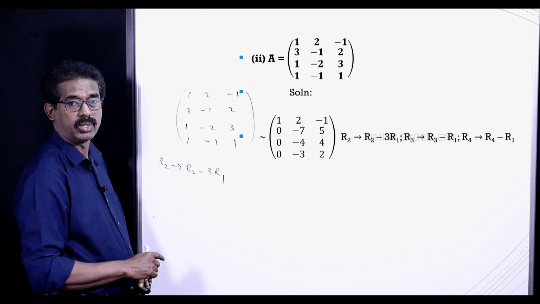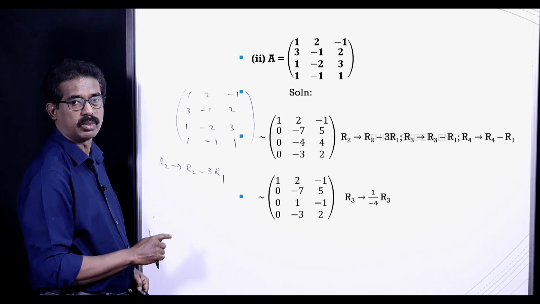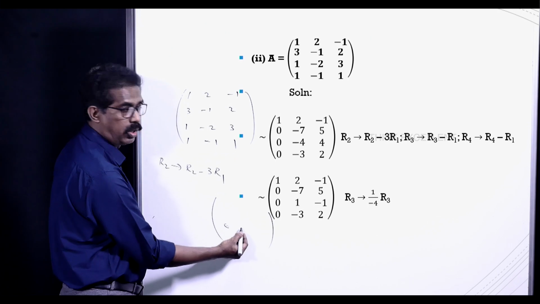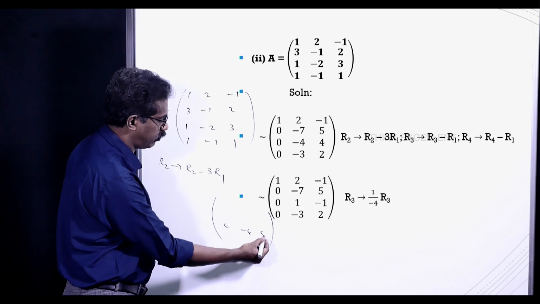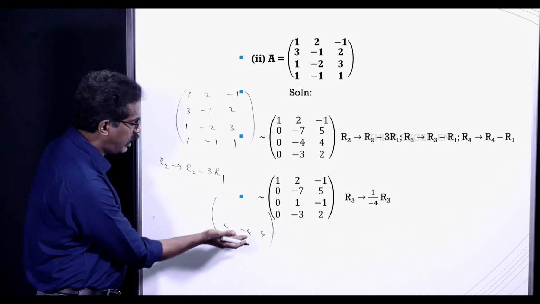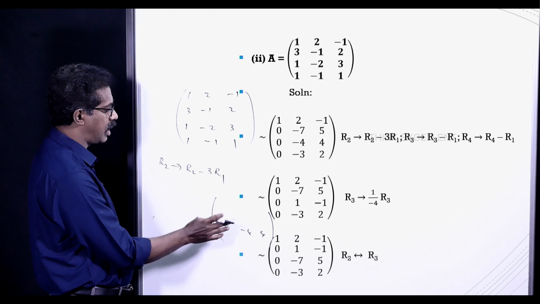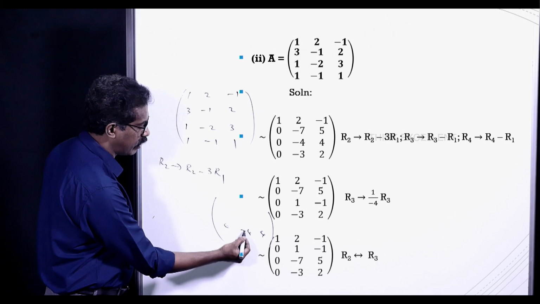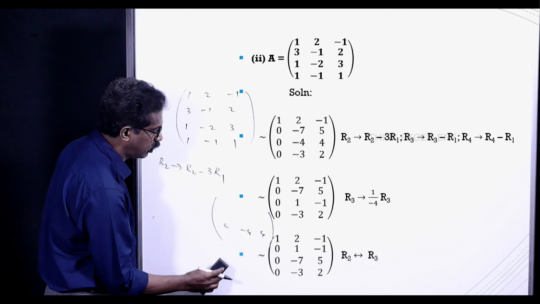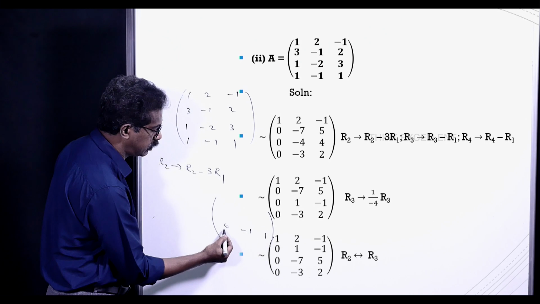Now, second row, second element, we make it 1, right? But before that, the third row, you have 0, 4 and minus 4, right? Minus 4 and 4. So the 4 is common. You can divide by 4, then you can interchange and change the sign. When you divide by 4, you get minus 1 and 1, right? This is the third row.